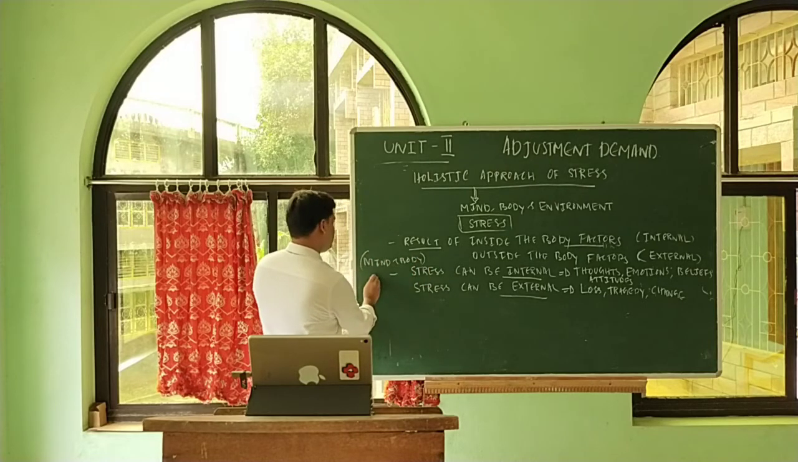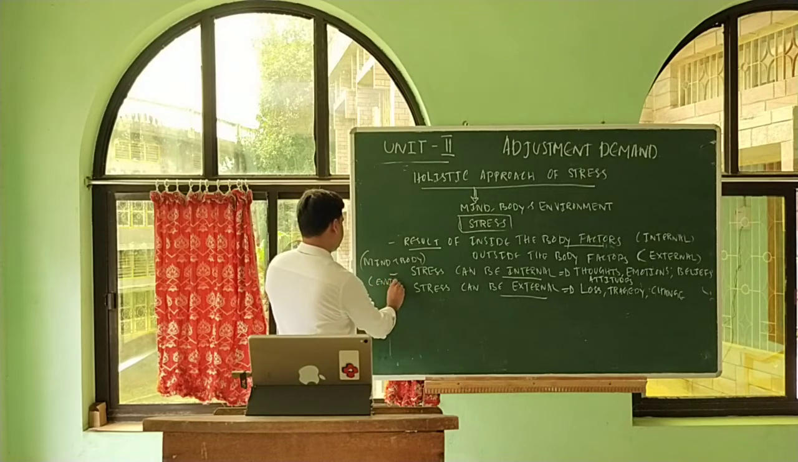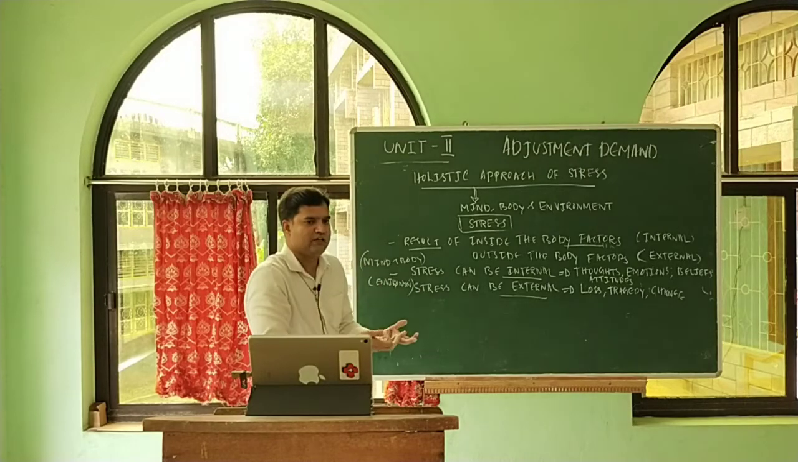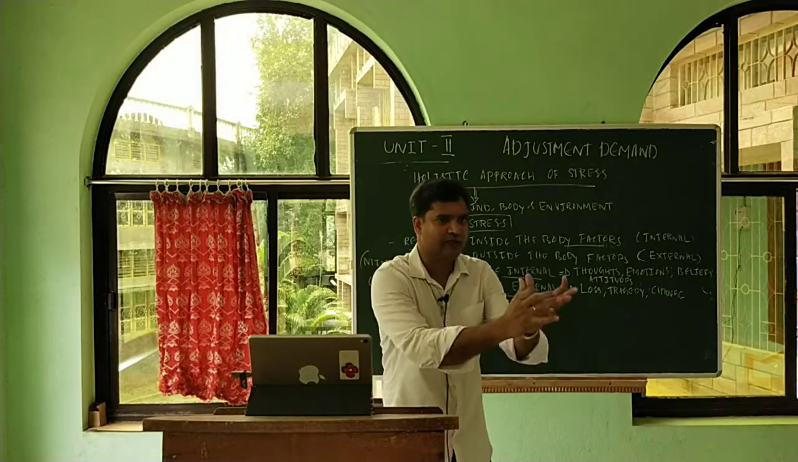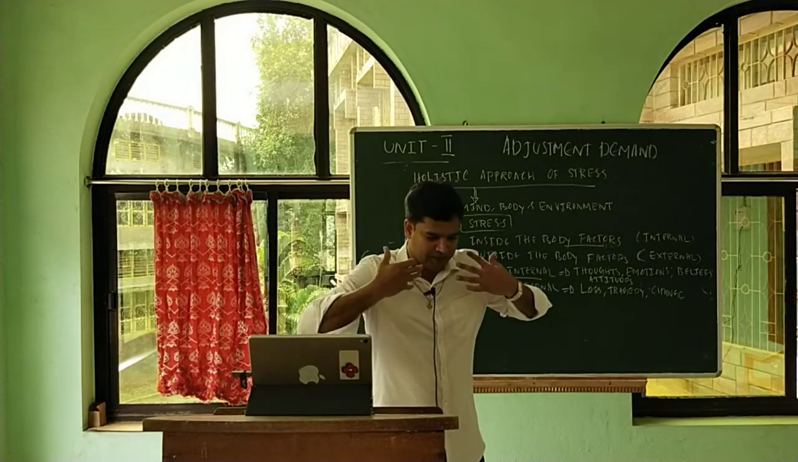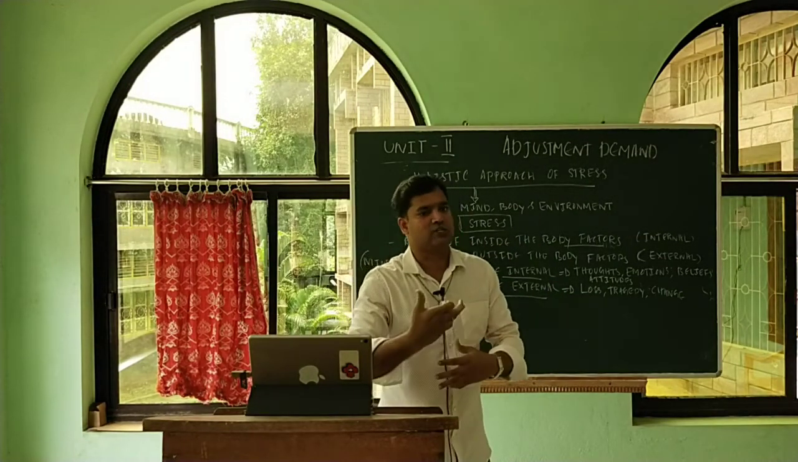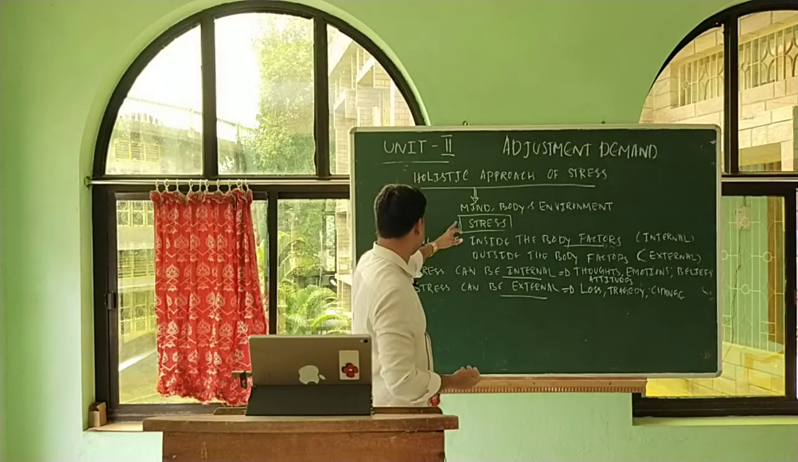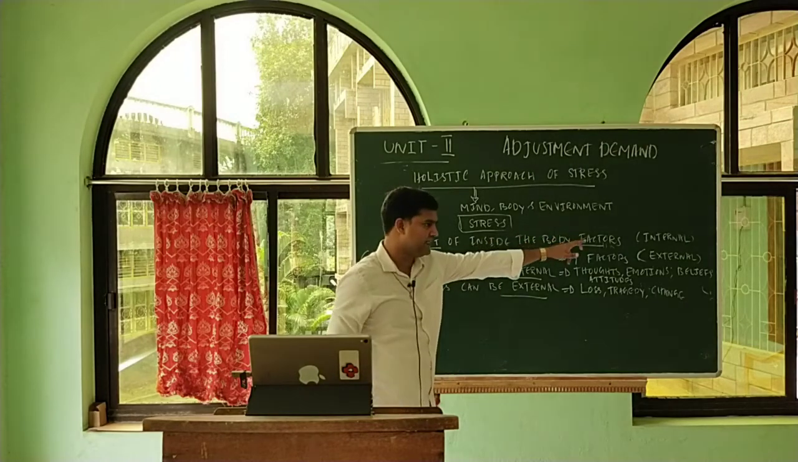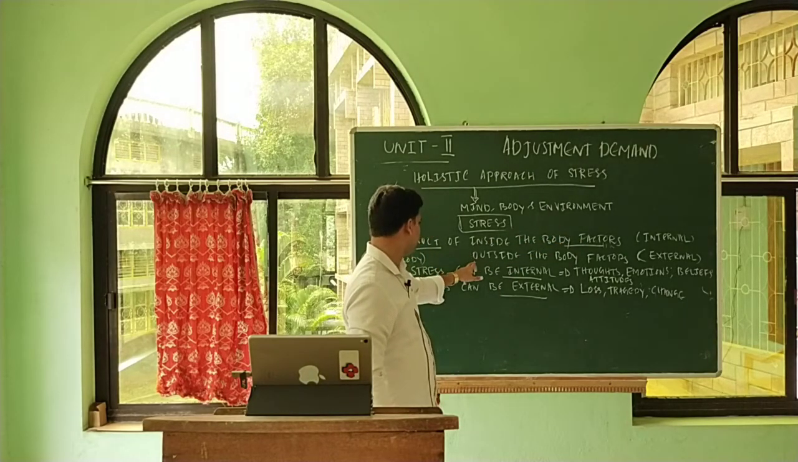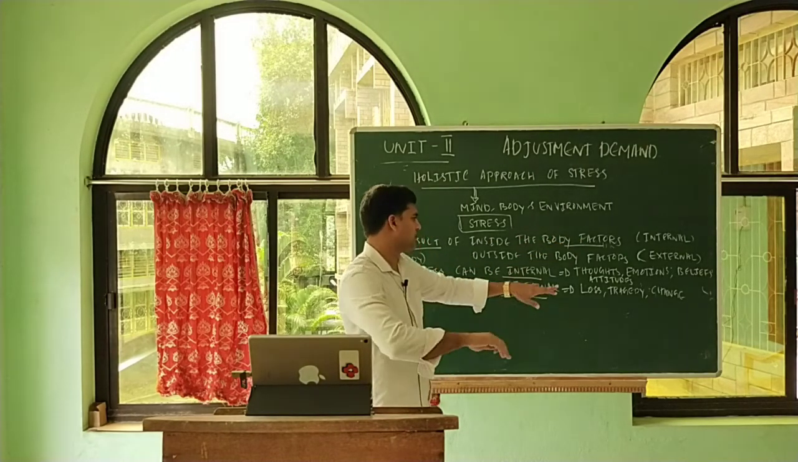External refers to environment. So we have internal stressors, we also have external stressors. Something that happens outside the body can cause stress. Something that happens inside the body can also cause stress. That is what we mean by stress is the result of inside the body factors, which are called internal, or the result of outside the body factors, that is external.